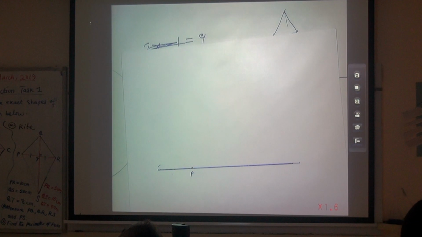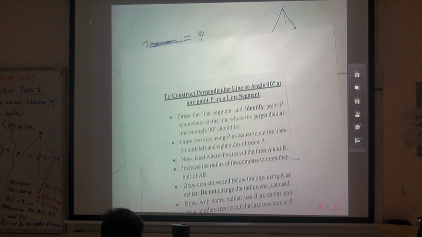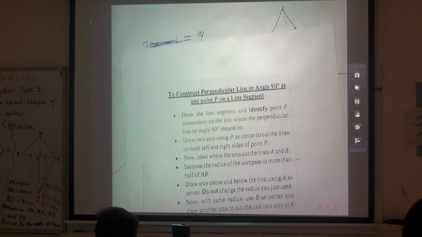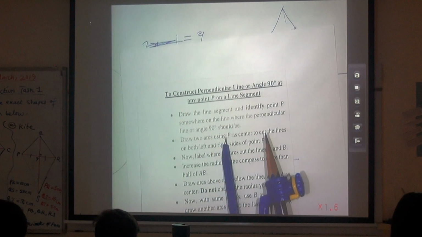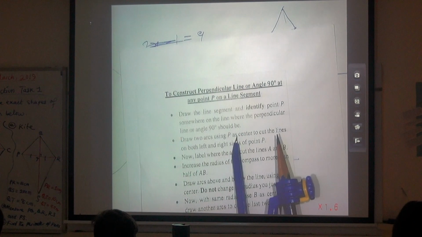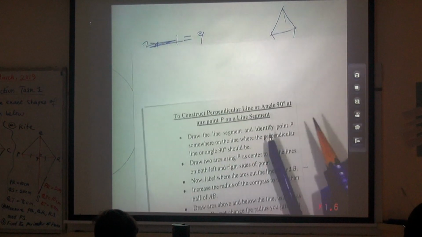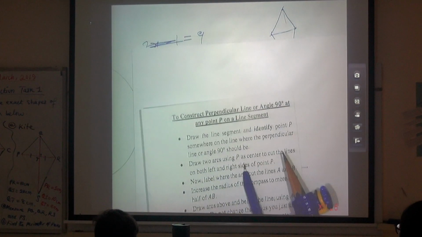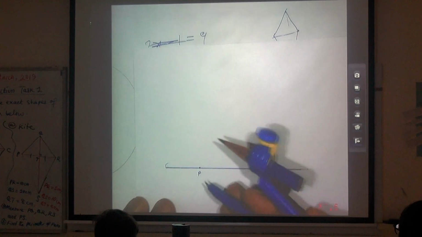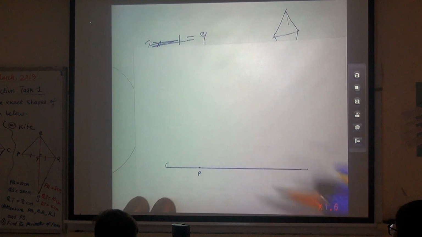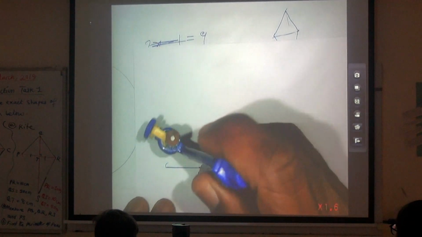Now the steps we are using are similar to the other one, except that we are bringing that center to any other point. Now, the first instruction says, draw 2 arcs. You just have to look at the screen, or you can look at your paper if you want. Draw 2 arcs using P as center. We've talked about what a center means, right? Using P as center to cut the line on both left and right of the line. P is my center. The radius was not specified. So I'm going to draw 2 arcs.